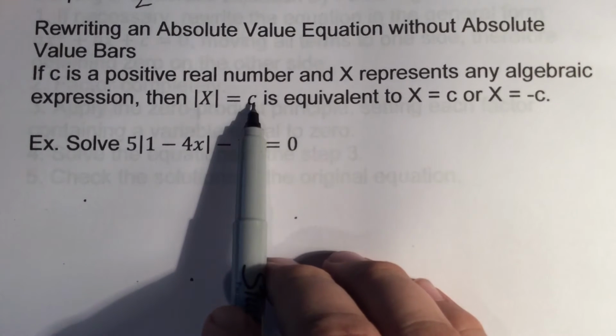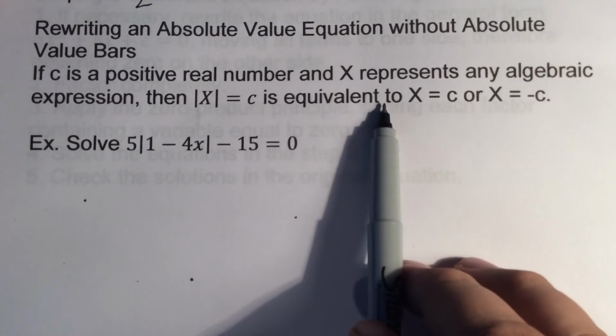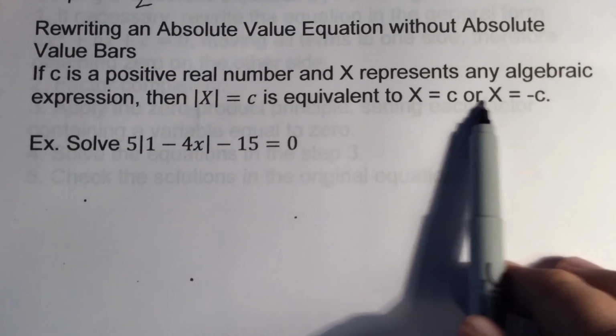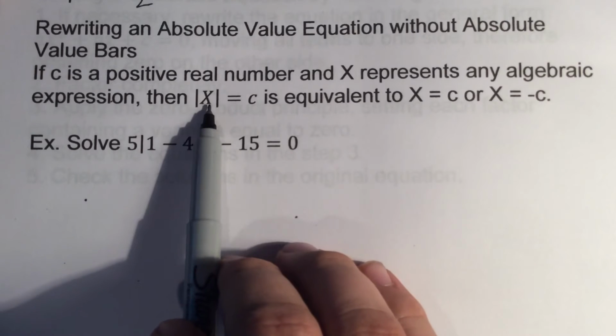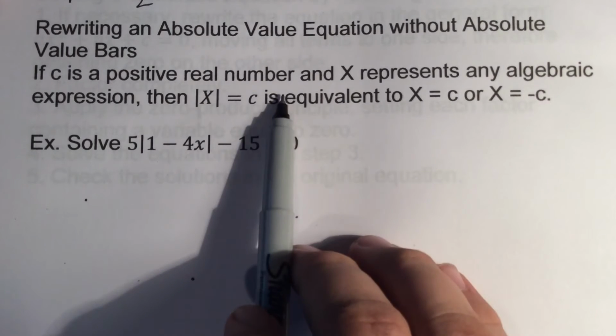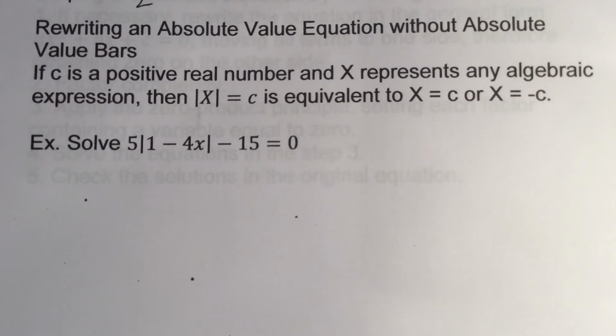Now, as long as it's a positive, then we're going to split it into two equations. One where it's a positive answer, one where it's a negative answer. Because since the absolute value always turns it positive, we could get a negative inside here, but then that'll flip it back positive when we take it out of the absolute value.